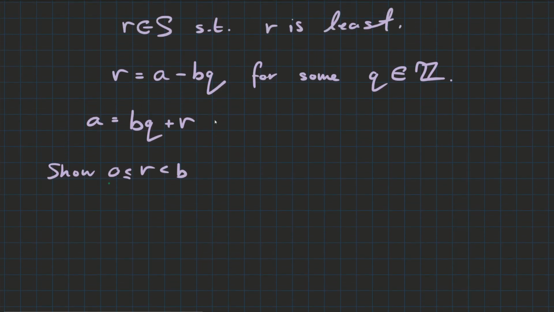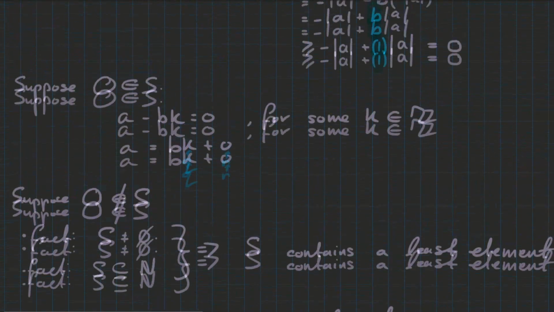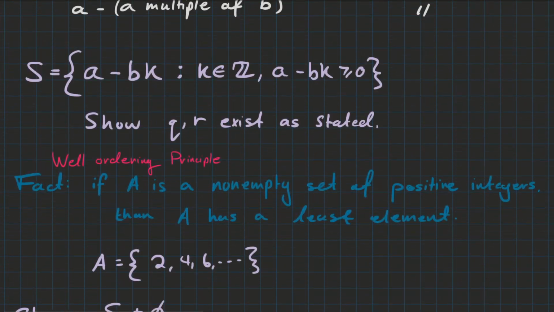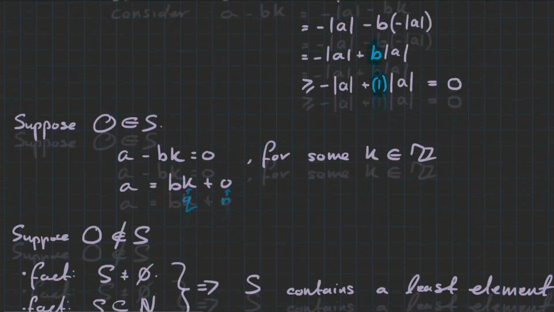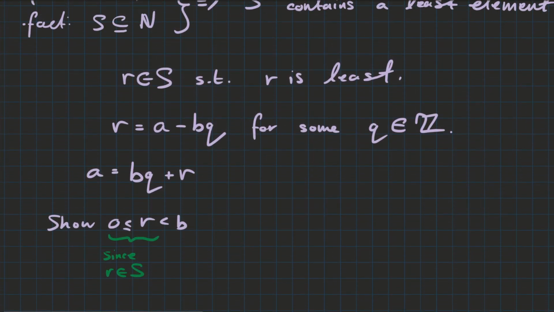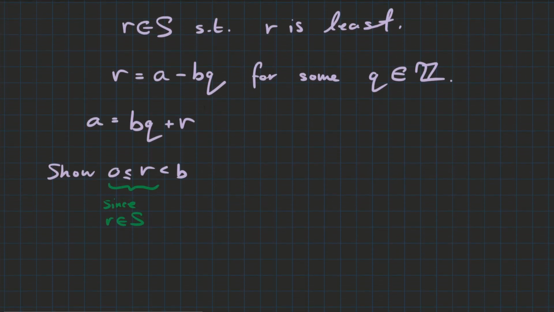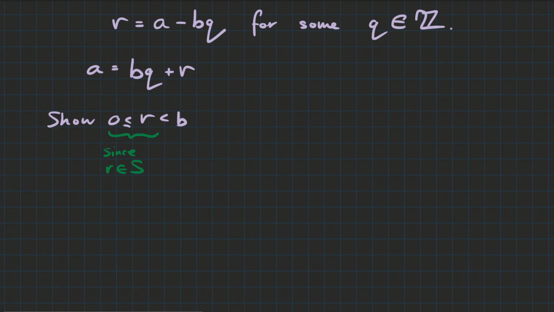So this end is pretty clear, since R is in S, right? We made the set S here. S is a set of all these non-negative numbers in this form. R is in that set, so it is certainly greater than or equal to 0. Great, we don't have to show that. But all we have to show is R is less than B. I like this proof because now we take a look at a proof by contradiction.